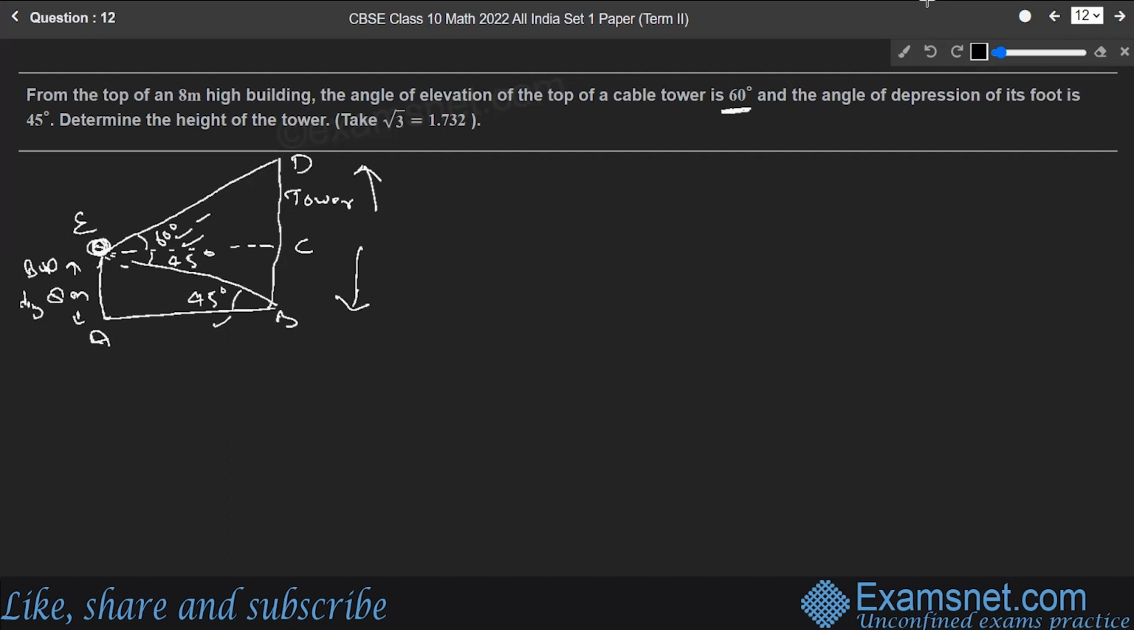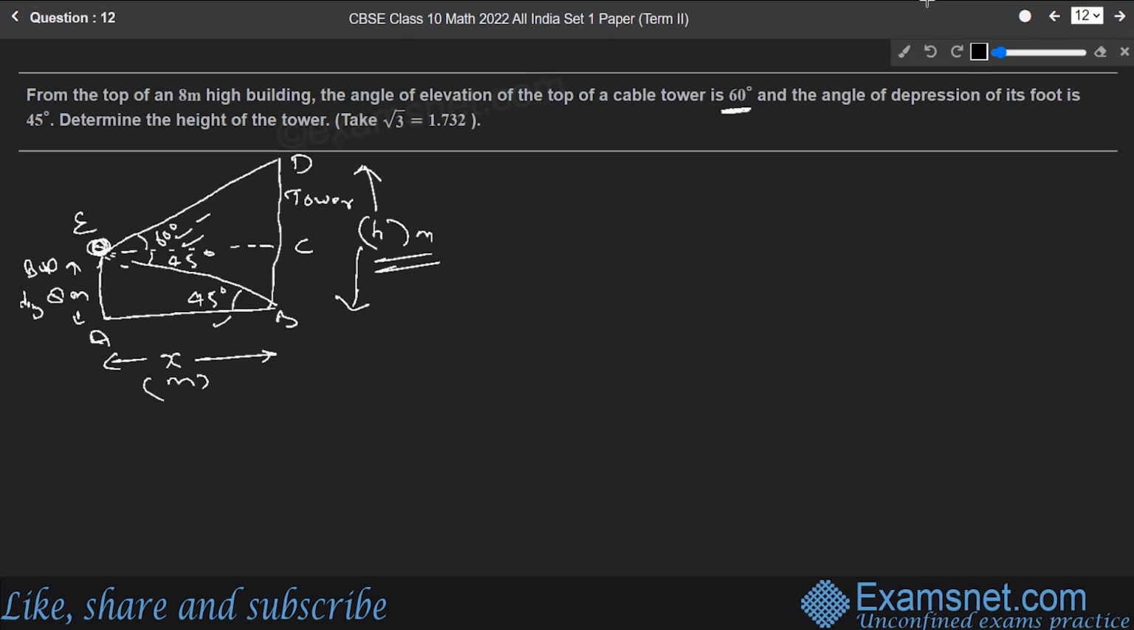Let us assume the distance between the building and the tower, AB, as x meters. Similarly, let us assume the height of the tower, which is not given, as h meters. So now this is the diagram.